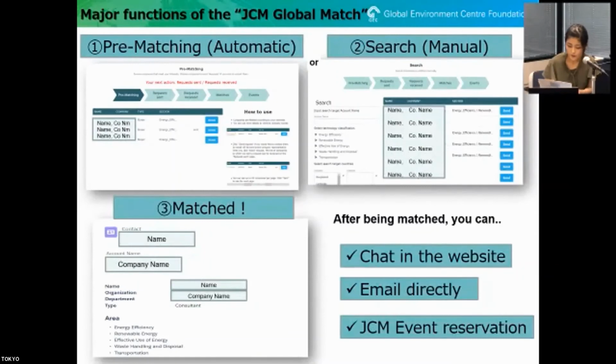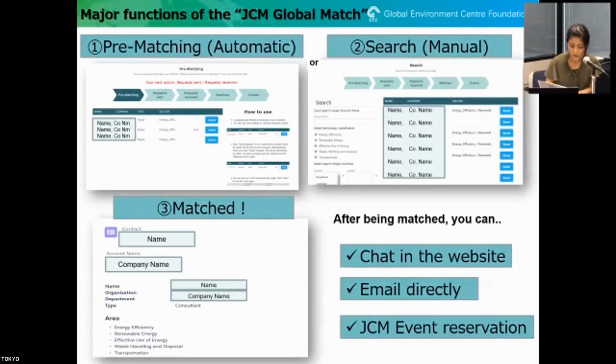Here are the major functions of the JCM Global Match. First, an automated extraction of potential partners to be matched according to your registered information and preferences. This stage is called pre-matching. You can also search for potential partners in the manual search engine in the second phase. After you search for your potential partner, as in the third image, general information of your pre-matching partners can be viewed, so you can decide whether to send them a matching request.